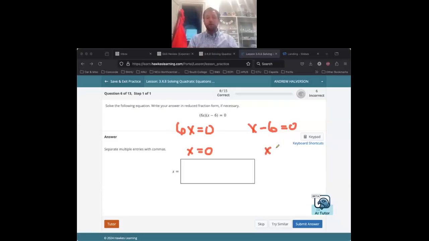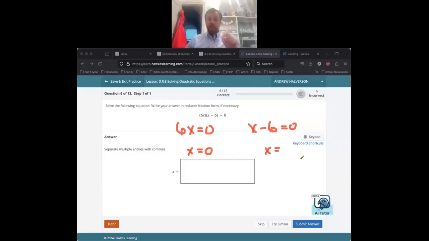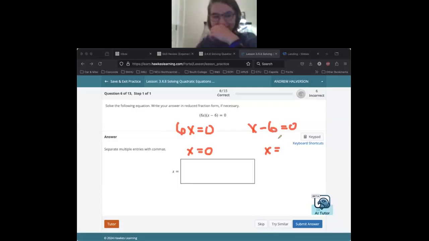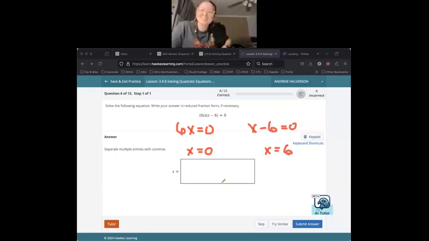Thanks, Addie, for explaining it like that, because either way I would have said 6 and I would have been wrong. Make sure you test it, though. You can show it. So what about this one over here? That one, you add 6 to each side. That's positive 6. Right. Got it.